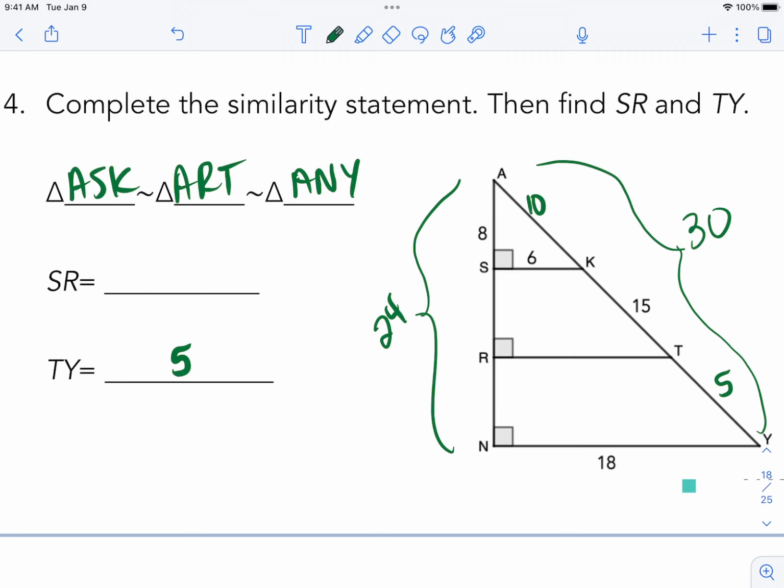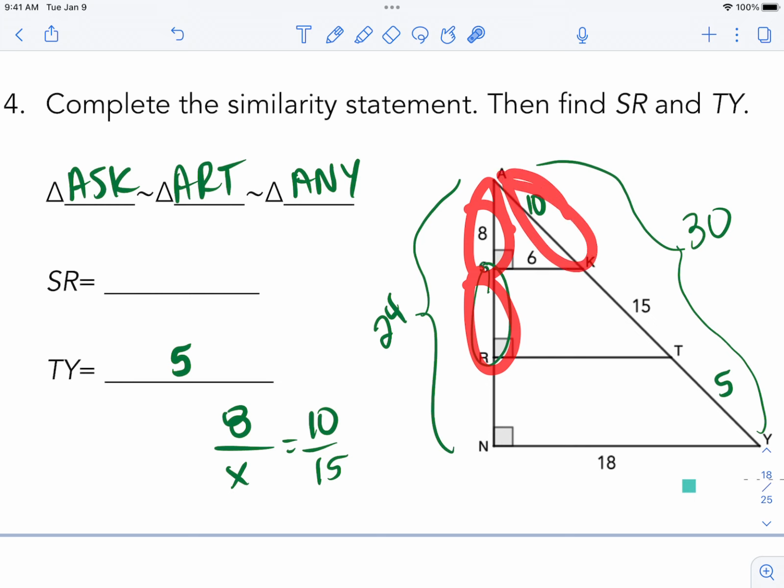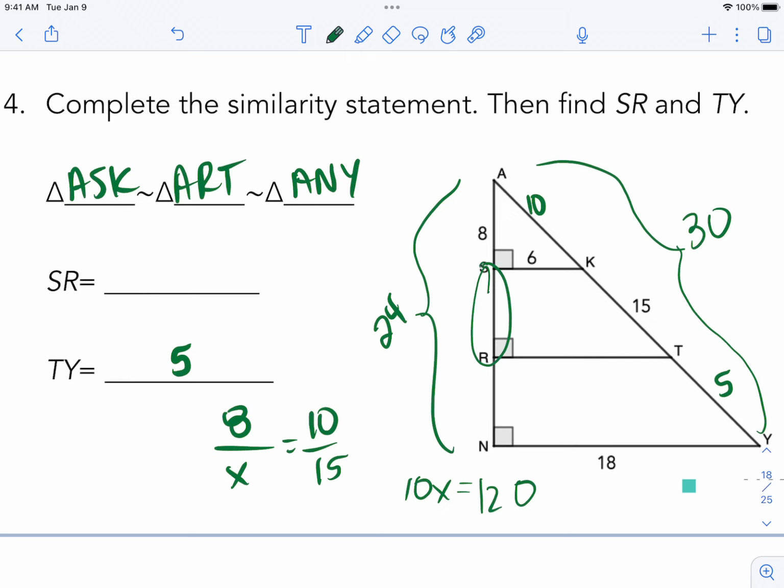And now, I know enough proportions to figure out what SR is going to be as well. So I can set up this proportion. So if 8 to this SR side, which we'll just call x, should be equal to 10 over 15. So this side length over this side length should be equal to this side length over this segment here. So I'll take 8 times 15 and 10 times x, so that's 10x is equal to 120. Divide by 10, x is equal to 12, and so that's the length of SR, is 12 right here.